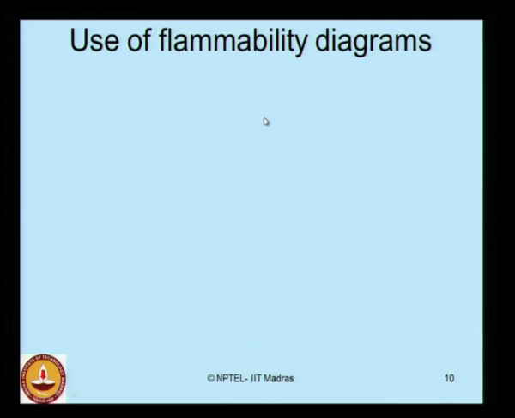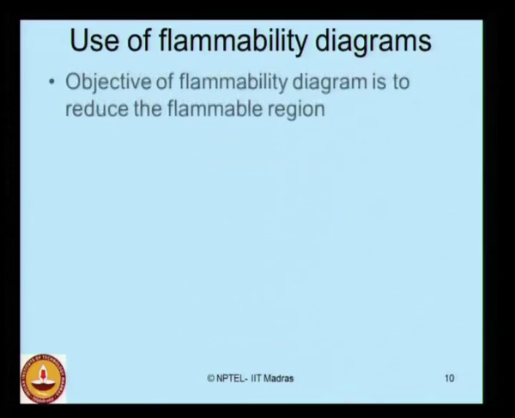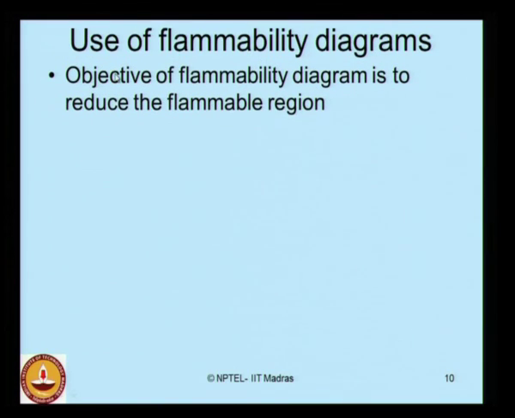Now let us see, having plotted a flammability diagram for a given fuel, how can you use the diagram effectively to prevent fire and combustion explosion. The main objective of plotting a flammability diagram is to reduce or minimize the flammable region. Ladies and gentlemen, you can easily recollect that flammable region is an intersection of basically 3 lines in a flammability diagram. I urge you to get back to the previous module and understand how to get a flammability region for a given fuel.